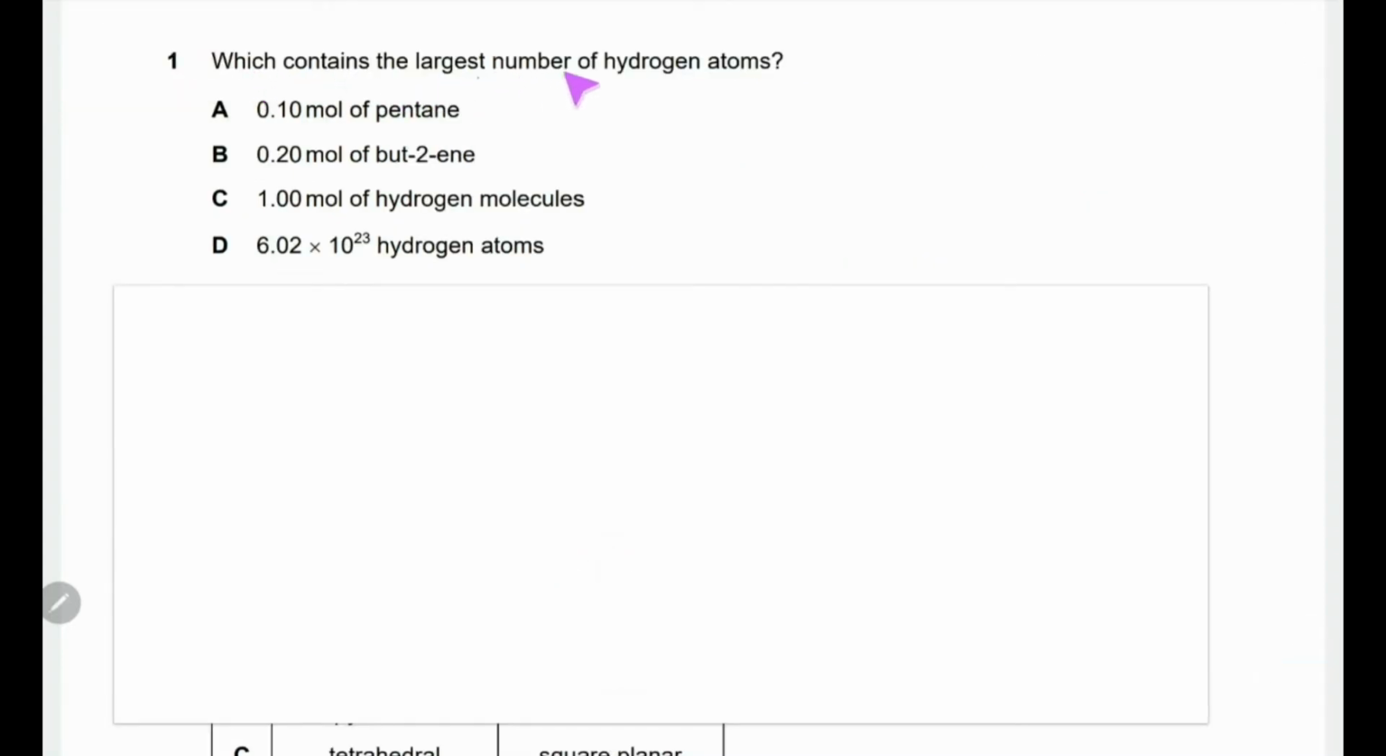Which contains the largest number of hydrogen atoms? Okay, to find the atoms of a particular element in a compound, we will follow this formula. Atoms is equal to the given moles of that substance, n for the mole, multiplied by Avogadro's number and multiplied by the atomicity of that element in the given substance. This formula will help us to find the largest number of hydrogen atoms in the given quantities of the substances.